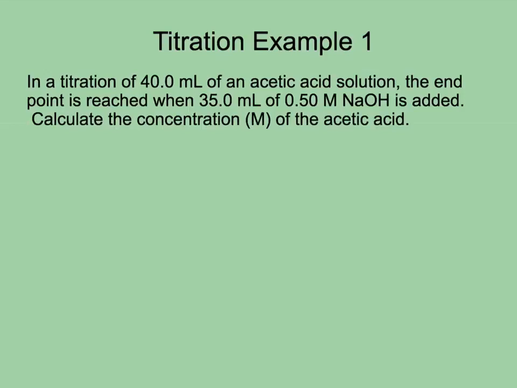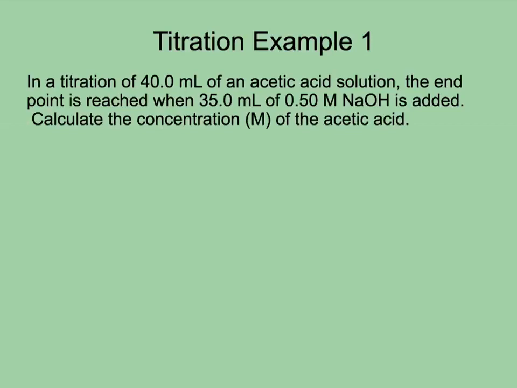Anyway, the end point is reached when 35 milliliters of 0.5 molar NaOH is added. So in your burette, you add NaOH, and it's 0.5 molar, and you keep adding until it's 35 milliliters. The color changes when you've added 35 milliliters. In your Erlenmeyer flask that you start with, you had 40 milliliters of the acid with the indicator in there. So you want to calculate the concentration of the acetic acid.